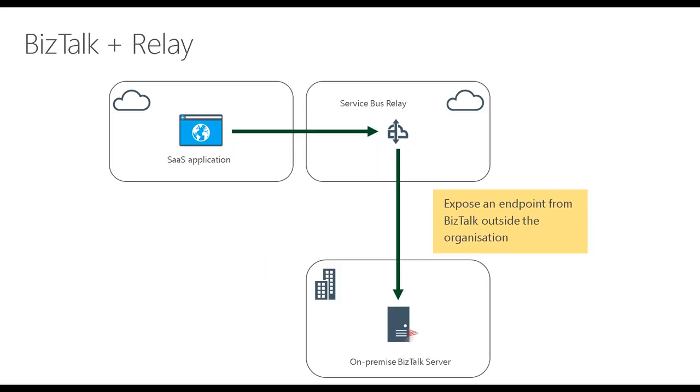If it's a SaaS application, you might want to put a bridge component in the middle. Just to show what that would look like, you might put something like a REST API that's easy for the SaaS component to call, and that would save it having to use the WCF relay bindings if it couldn't do that. The key thing is the relay offers a really easy way for you to expose a BizTalk endpoint externally from your organization.